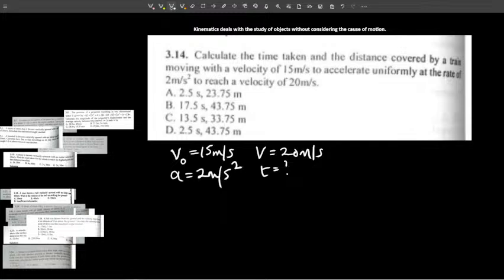All right, has anyone solved it? No one has solved it yet. Wow, it means that we are not active. Okay, so let's solve it together.